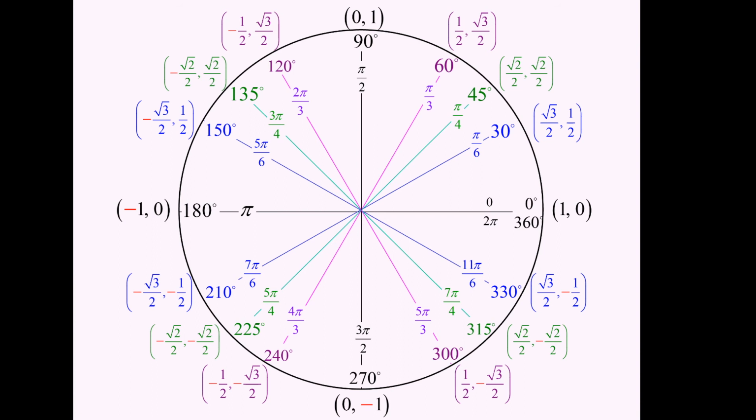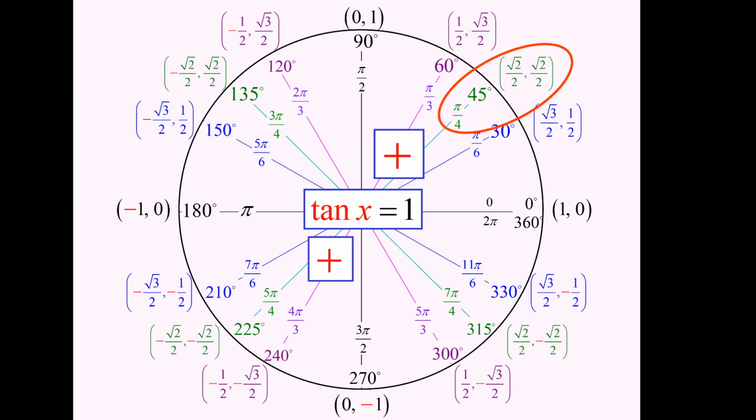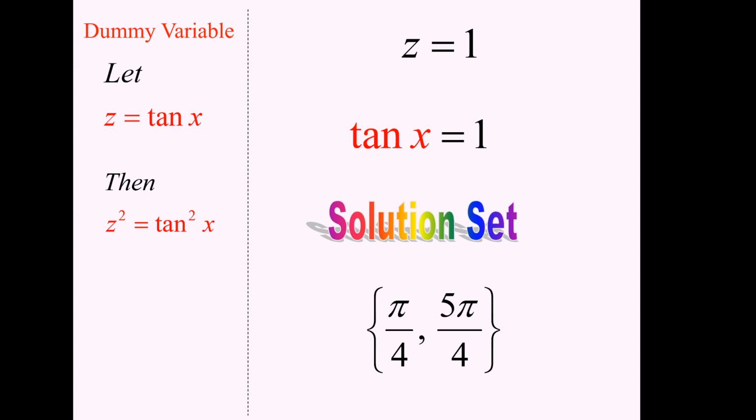So that means it's going to be the same ratio for cosine and sine. This one can be found in quadrant 1 and quadrant 3. Because positive over positive is positive, and negative over negative is positive. So this one can be found in quadrant 3. So it's 45 degrees or pi over 4, and also 5 pi over 4. So it's pi over 4, 5 pi over 4 for the final solutions.